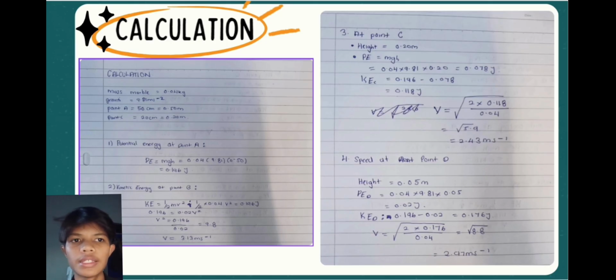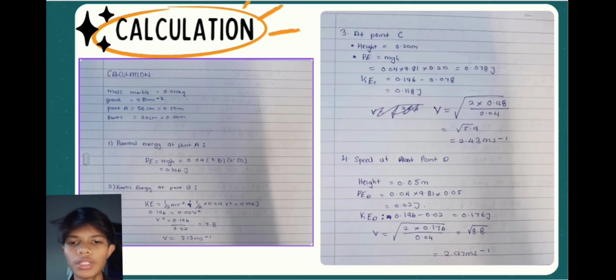Since all that energy turns into kinetic, at the bottom point B, we use KE equals 1/2 mv squared to find the speed. Speed at point B is 3.13 meters per second. That's the fastest point, right at the bottom of the slope.